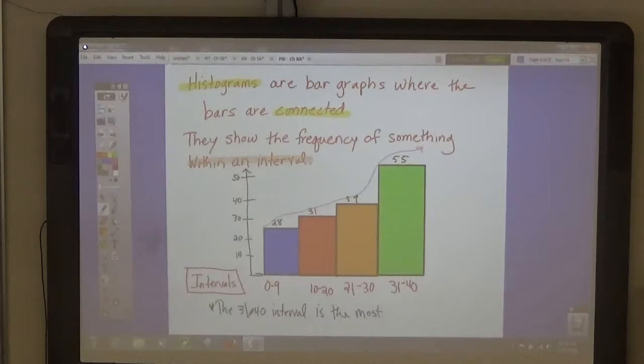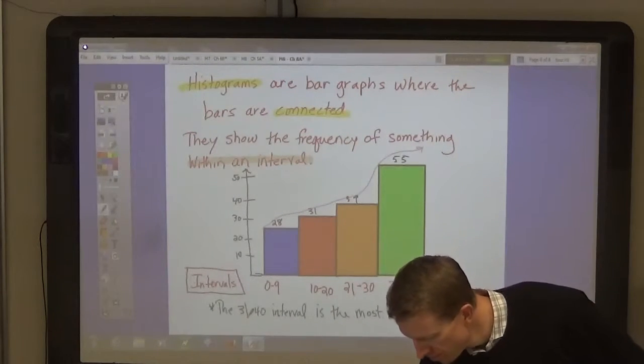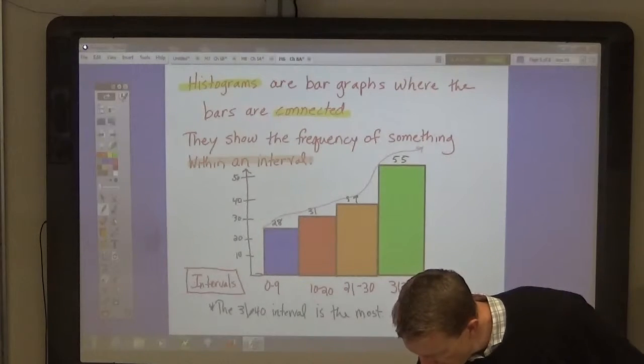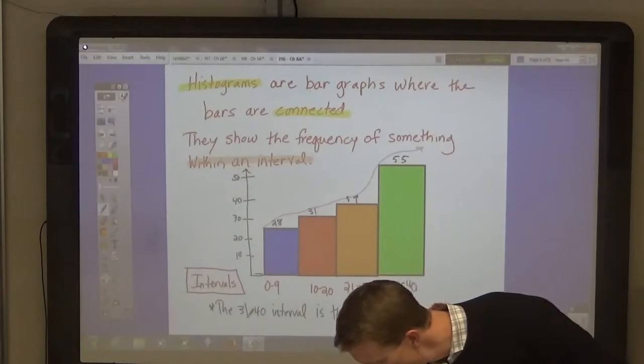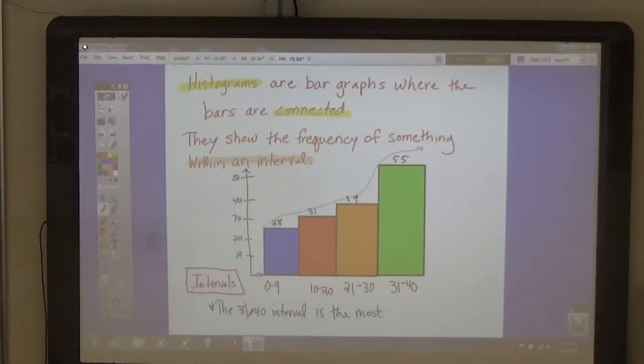How many in the 15 to 19 range, Bryce? 1, 2, there's 4 of them? Okay. And how many in the 20 to 24 range? Carson? One, 2, 3, 4, 5, 6, 7, 8, 9, 10. 10 in that range.